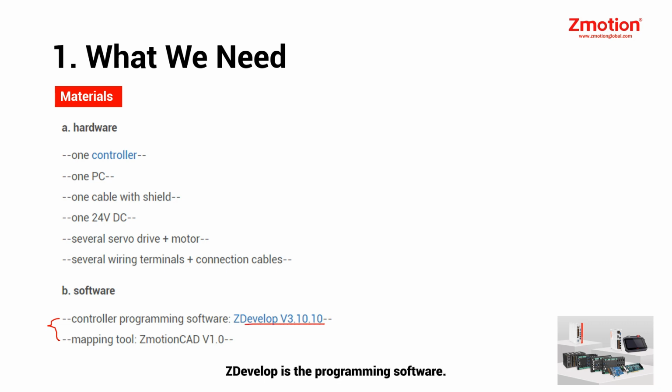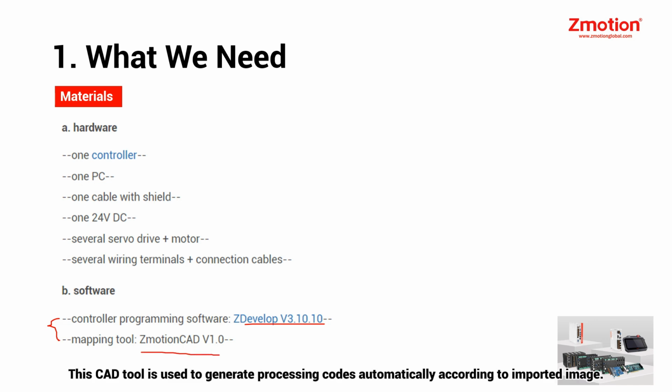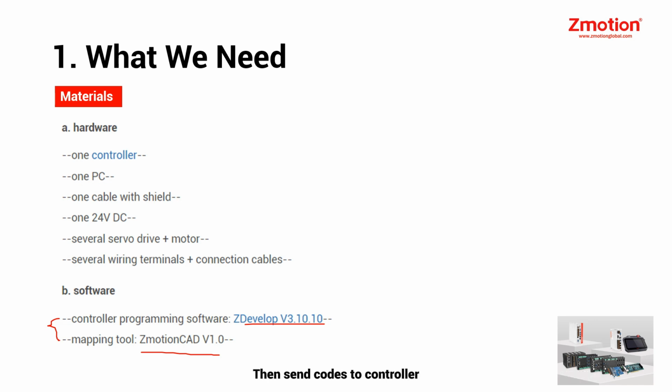ZDevelop is the programming software. Zmotion CAD is one CAD mapping tool. This CAD tool is used to generate processing codes automatically according to imported images. Then send codes to controllers and control axes to move the same trajectory. And there will be an example in the description behind.